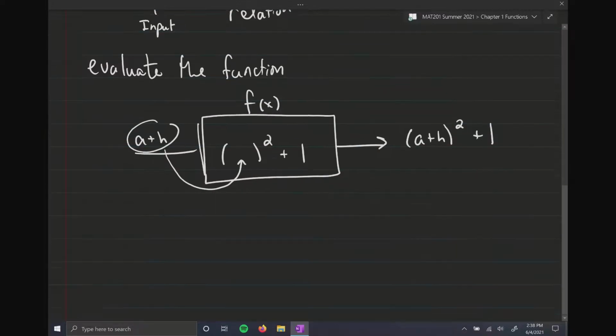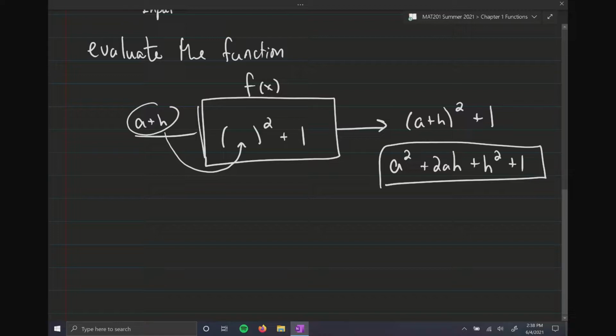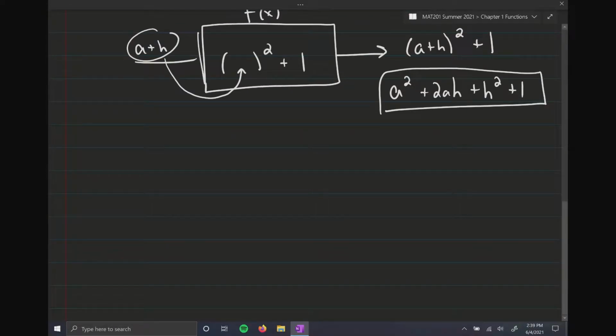Now, hopefully you can see this and know that the simplified version of this is going to be a squared plus 2ah plus h squared plus 1, and that would be the final output. Okay, so that's how we evaluate functions. We define what a function is. The next thing I want to go over here is just identifying when does a function actually exist.